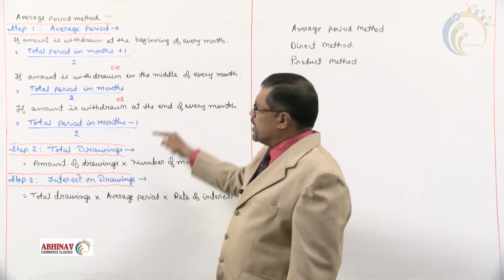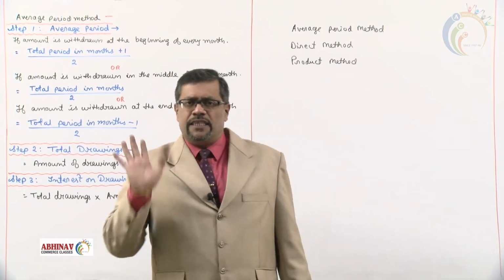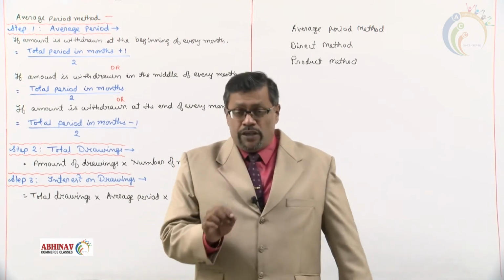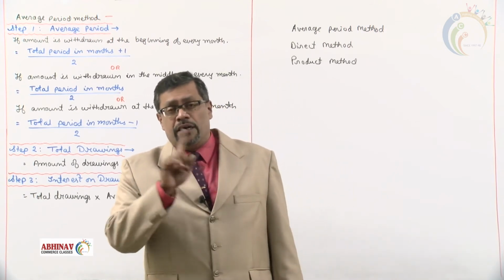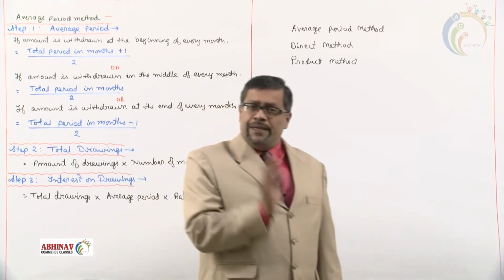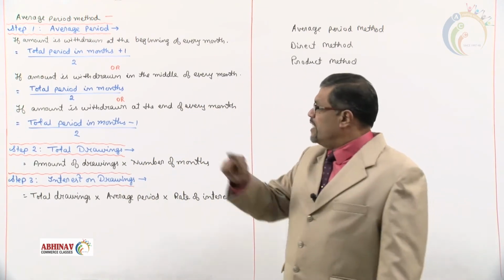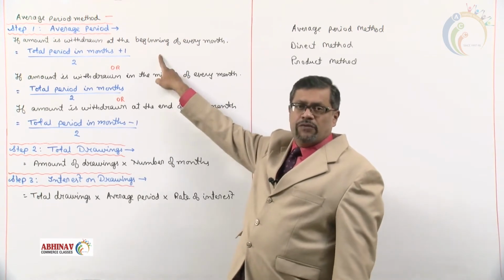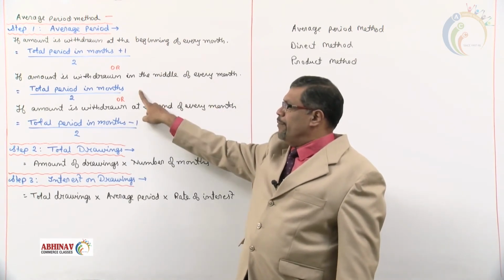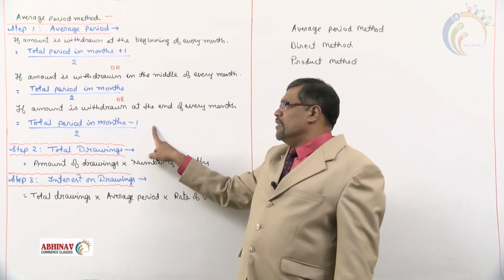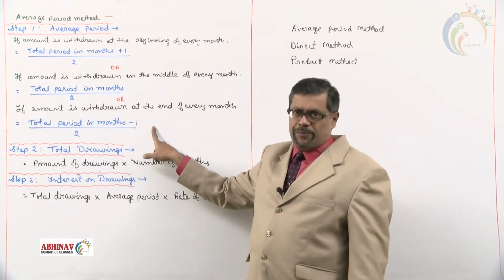1, 2, 3. Either of these will be asked in the problem. The drawings amount will be withdrawn either at the beginning of every month, in the middle, or at the end of every month. It depends. If it is at the beginning, this is how we find the average period. If in the middle, this is the average period. If at the end, this is the average period.